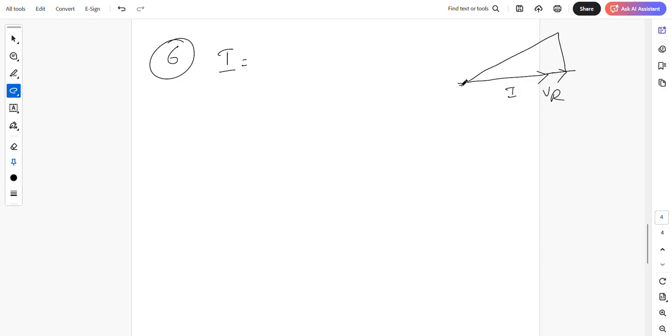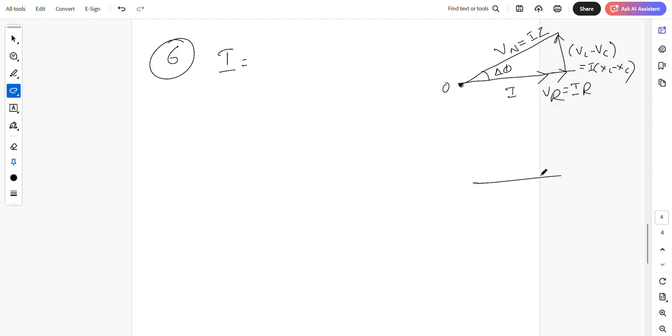When VL is greater than VC, this is 0. Okay, now delta phi, right? This is VL minus VC, and this is VN, the net voltage. That is given by I into Z, and VR is given by I into R, and VL minus VC is I into XL minus XC. This we have seen. Okay, XL minus XC.